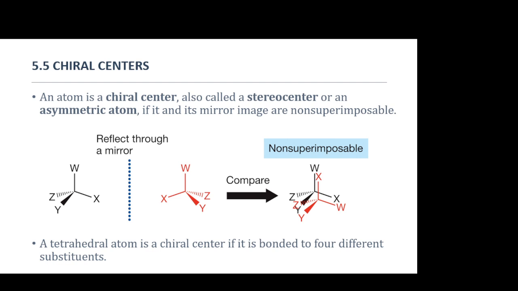Okay, so again, if you reflect a chiral center or a stereocenter through a plane or a mirror, what would you expect? You'd expect a reflection on the other side, right? And then, are they superimposable? No. If they're a chiral center, if they're a stereocenter, it needs to be non-superimposable.